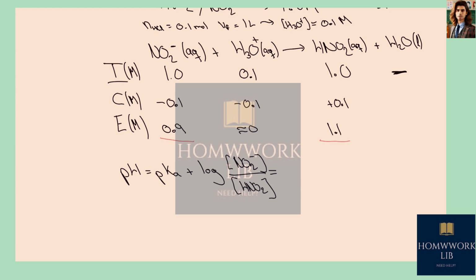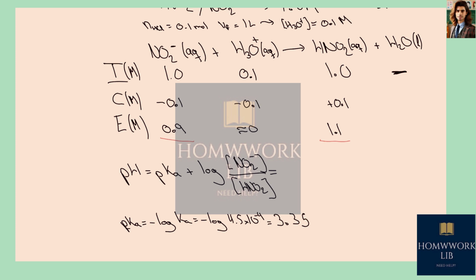Now, the pKa can be calculated as minus the logarithm of Ka. The value for Ka that we have is 4.5 times 10 to the minus 4. So the pKa is 3.347, or let's round it up to 3.35.